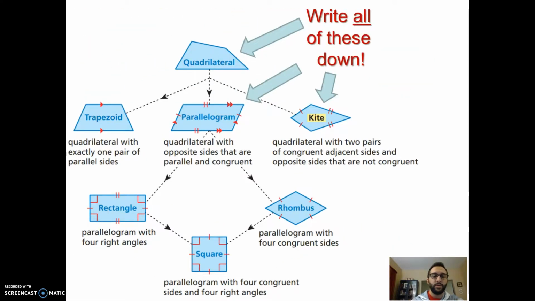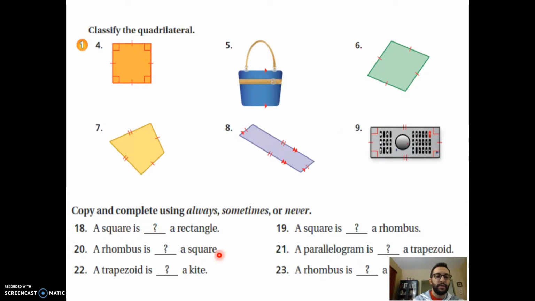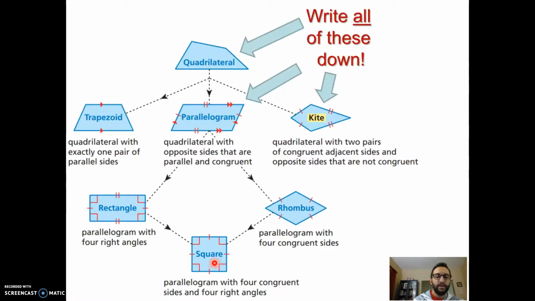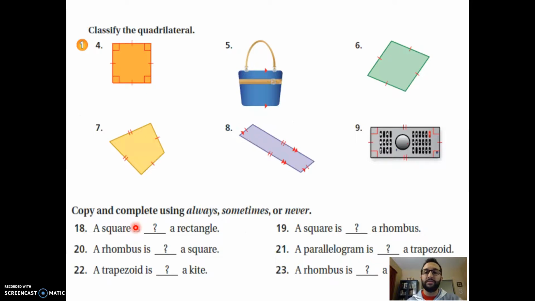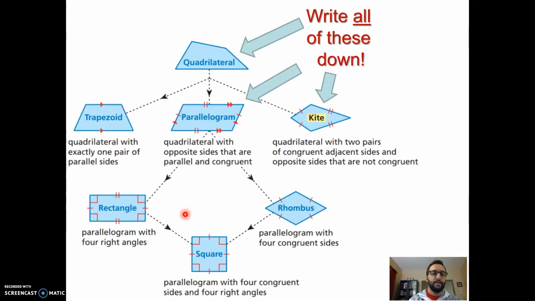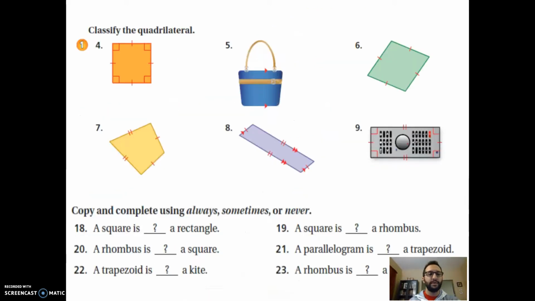So the question was, a square is blank a rectangle. We look at our flowchart. A square is always, sometimes, or never a rectangle. Does a square fit the definition of a rectangle? Ask that question and you'll find out the answer. Talk through these with your neighbor. A square is always a rectangle. Why? Because a square has 4 right angles, which is the definition of a rectangle. It's a parallelogram with 4 right angles, which is what a rectangle is. So a square is always a rectangle.